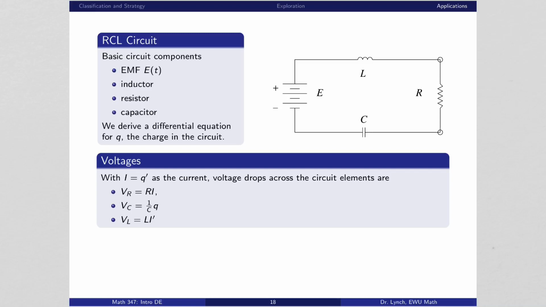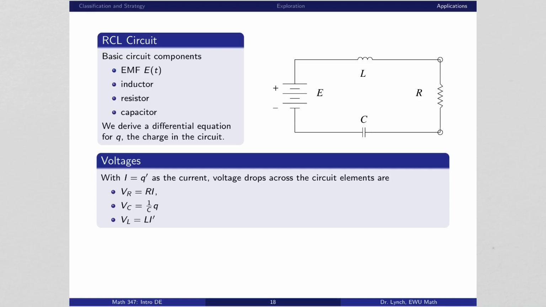In order to do that, we need to make some assumptions about how these different circuit elements act with respect to either current, which is change in charge, right? If you move charges, you get a current. So I, current, is Q prime.